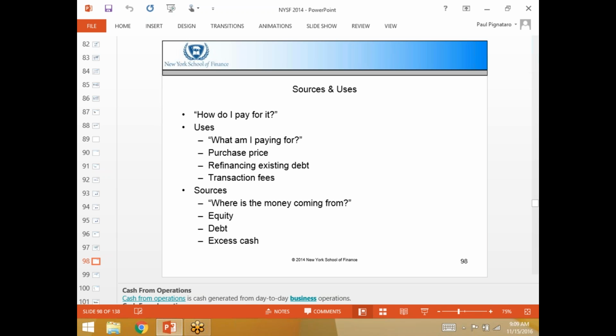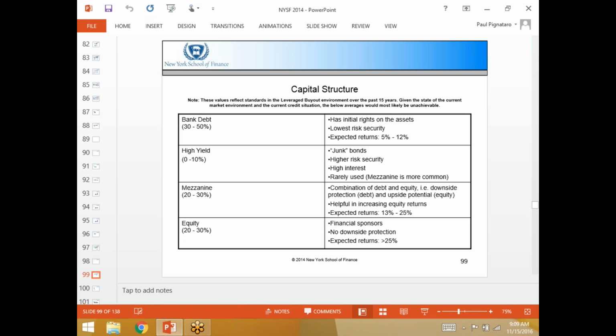That's my point. And the sources, where's the money coming from? We spent yesterday afternoon talking about this whole spectrum from bank debt down to equity, least risky, most risky, and the in-between. We talked about high yield, paid-in-kind securities. We'll model them out. Mezzanines, any type of convertible lending. Got it?